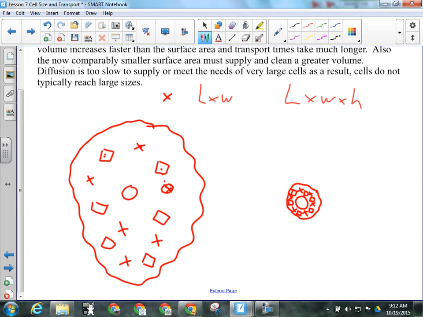But as the cell gets larger, it's not going to be making a whole lot more organelles. It's going to have pretty much the same number of organelles as the small cell did, or as it did when it was small. But now the distance between them all has increased a great deal, right? And so it's going to take much longer for the stuff to get from one thing to the other.